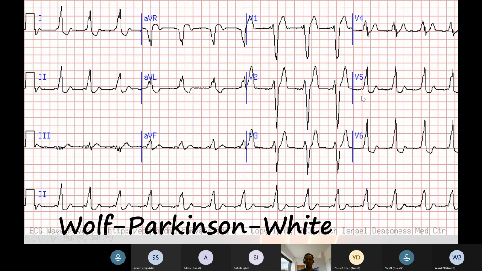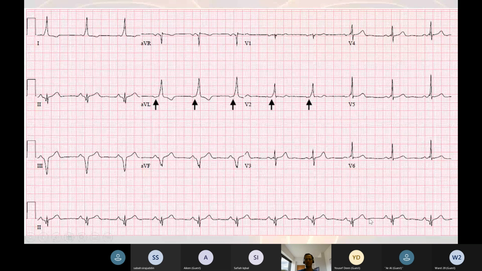So this is Wolff-Parkinson-White, and this broad left bundle branch block is caused by conduction through the accessory pathway. T-wave, ST depression, T-wave inversion: in left bundle branch block, the T-wave tends to go in the opposite direction to the QRS. So this is not ischemia with left bundle or with this ECG.